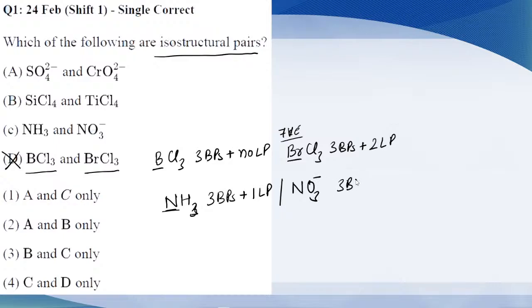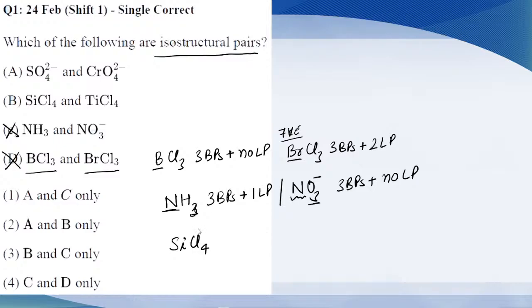But in NO3 negative, there are three bond pairs. And how many electrons are shared? Six, because each oxygen requires how many electrons? Two electrons. So three oxygens require six electrons. Nitrogen has five valence electrons, one electron is gained to make six electrons. So all six are used. No lone pair. That means this pair is also not isostructural.